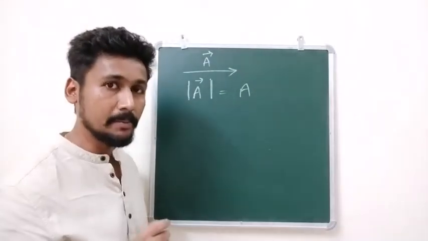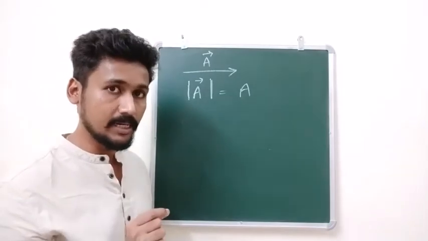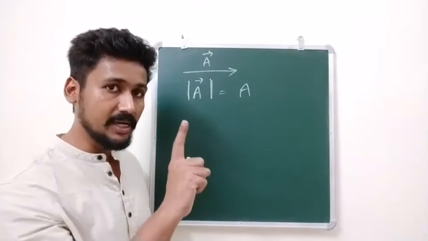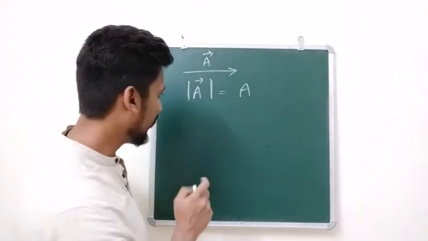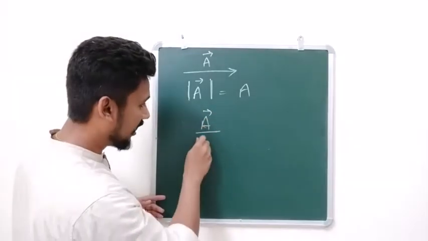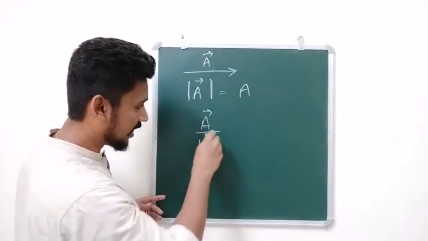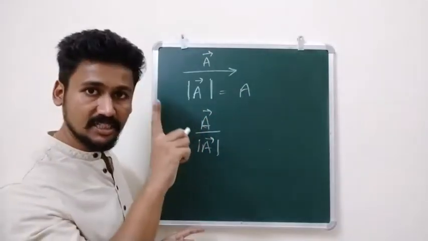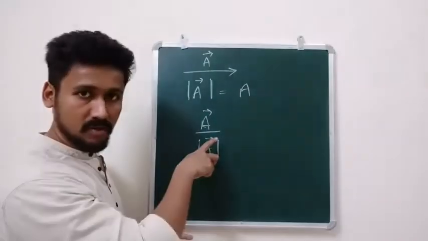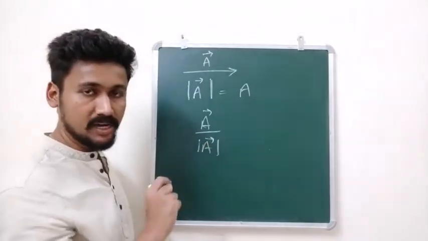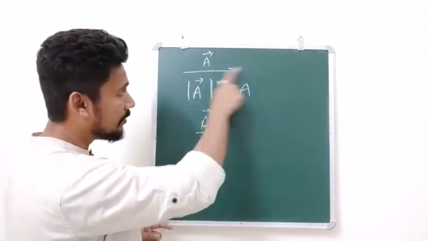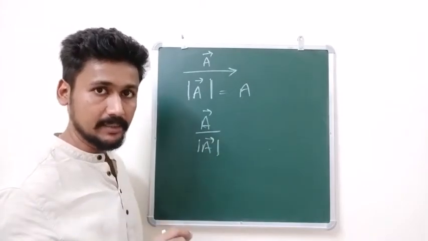Similarly, I am sure you remember the concept of a unit vector. A unit vector is a vector which has a magnitude of 1. And how do we find a unit vector? Any vector divided by its own magnitude gives us a unit vector. So vector A divided by the magnitude of vector A will be a unit vector, having magnitude 1 and direction the same as that of the original vector.